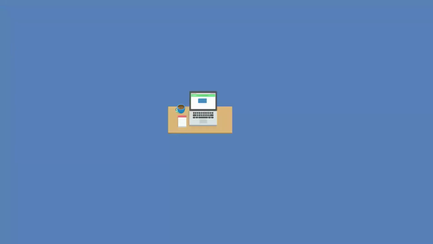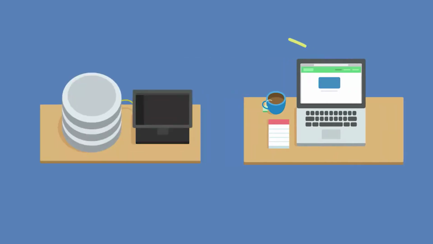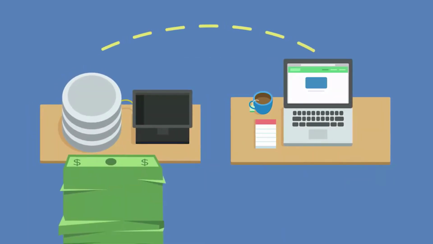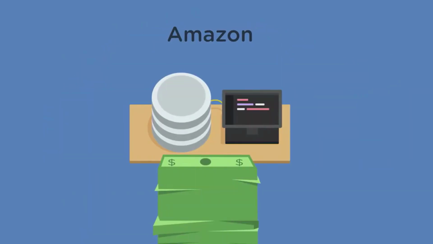So, what is cloud anyway? The cloud is just renting another person's computer. When you use the cloud, you pay a company like Amazon, for example, to run computer programs for you. The company is known as a cloud provider. Amazon isn't the only cloud provider out there.